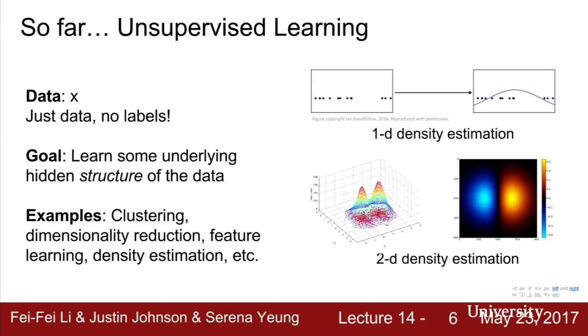We also talked last lecture about unsupervised learning, which is the problem where we have just data and no labels, and our goal is to learn some underlying hidden structure of the data. So an example of this is the generative models that we talked about last lecture.